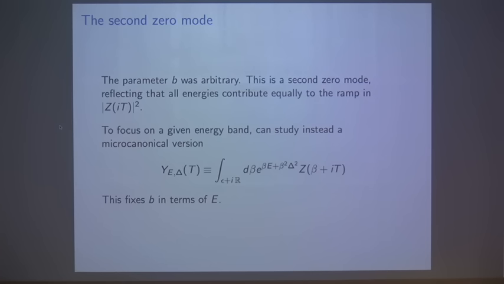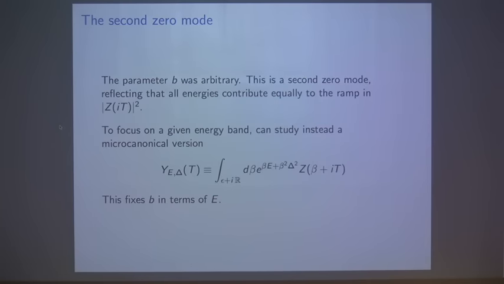And this represents something sort of significant, which is that all energies contribute equally to the ramp in the spectral form factor. It's different from in thermodynamics, where because of these huge e to the S factors, particular energies will dominate thermodynamic expressions. Here, in the ramp, we don't have these e to the S factors. So any given energy band contributes the same. And that's what this zero mode b represents.